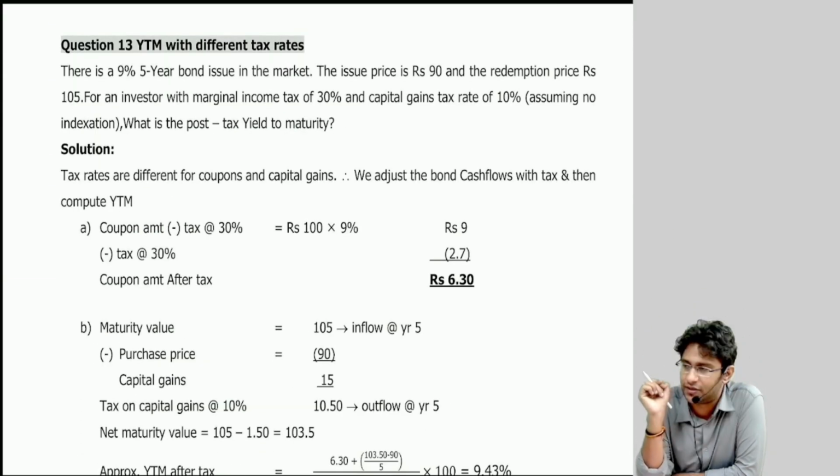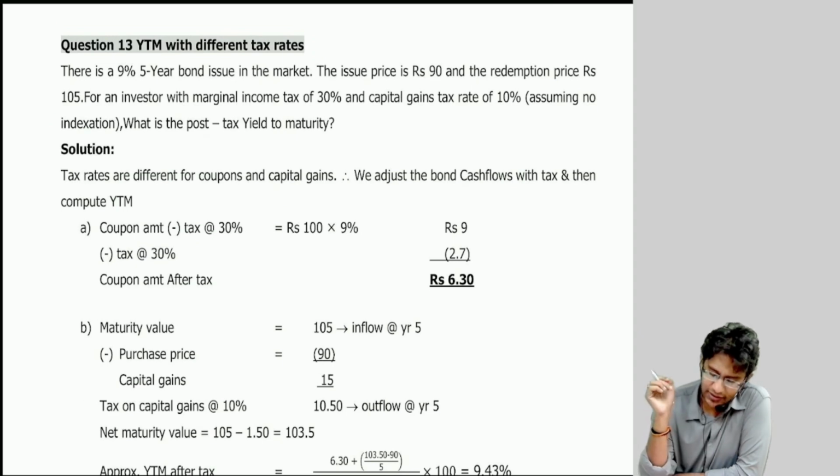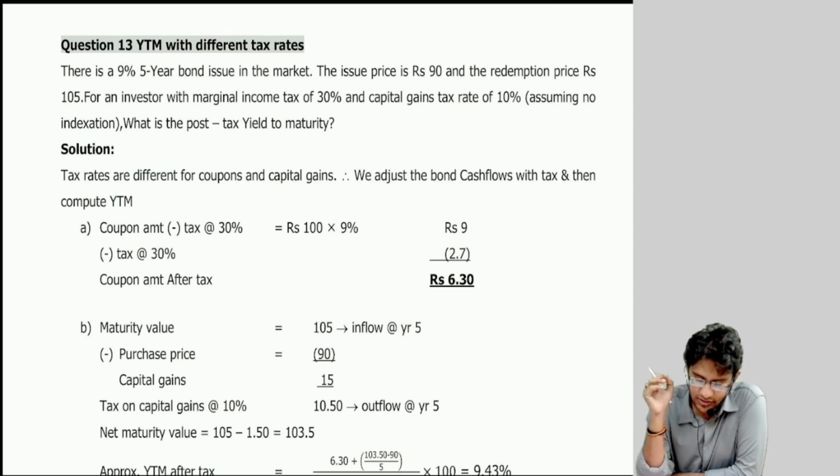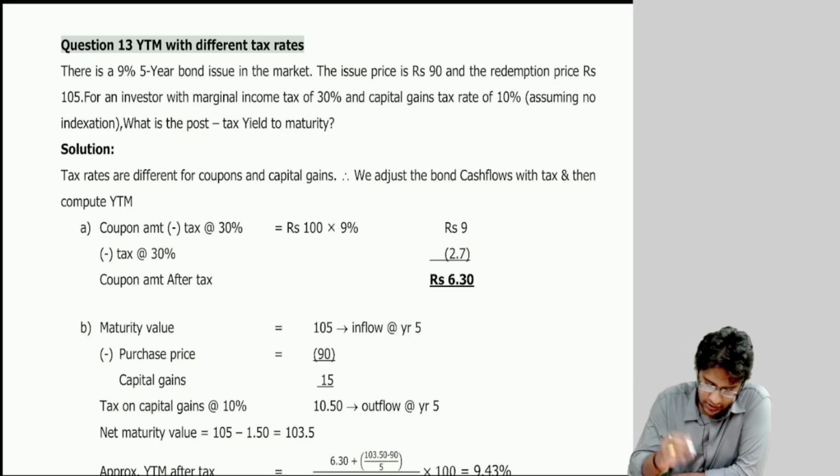There is a 9% 5-year bond issue in the market. The issue price is 90 and the redemption price is 105. The bond is just now issued, so the price of the bond is 90 now. Redemption price, the maturity value, is 105.